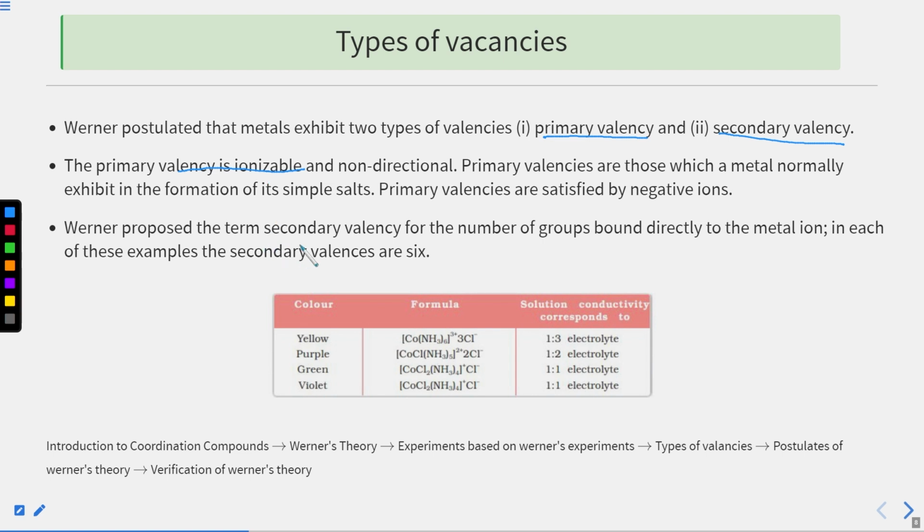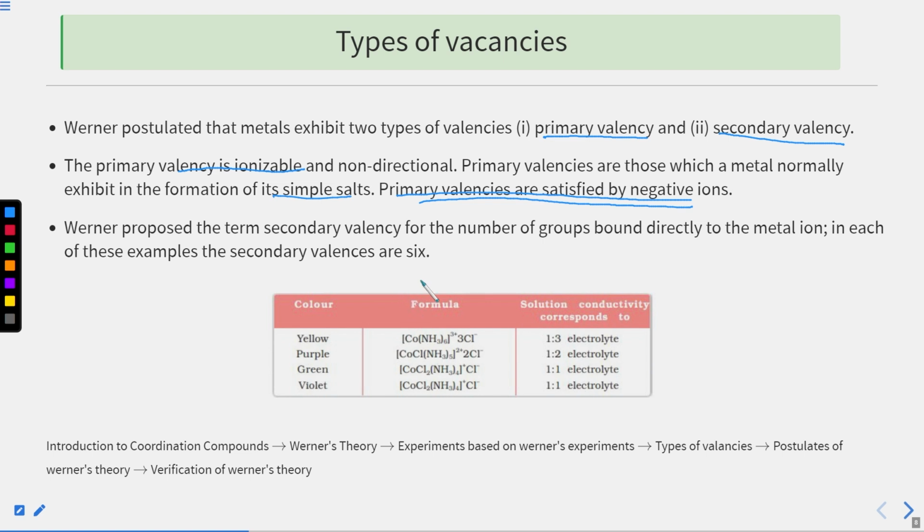Primary valencies are those which a metal normally exhibits in the formation of a simple salt. Primary valencies are satisfied by negative ions. Only a negative ion can be the satisfying factor for our metal. So we have seen this where we have Ag, and the ligand which was satisfying the primary valency was Cl minus.